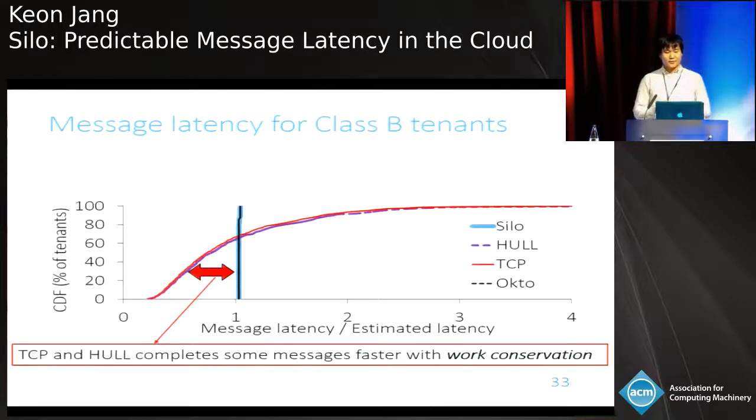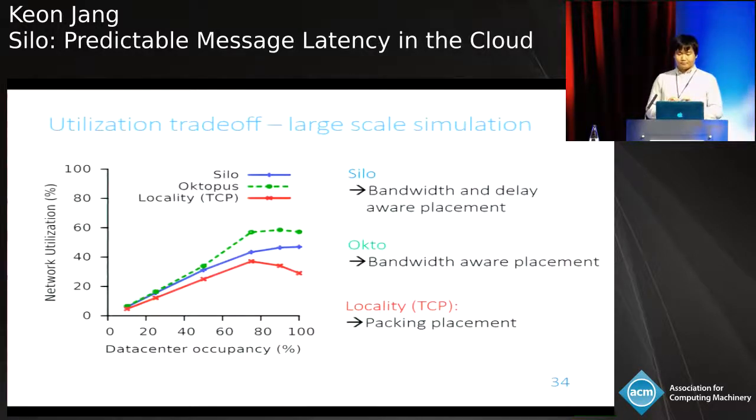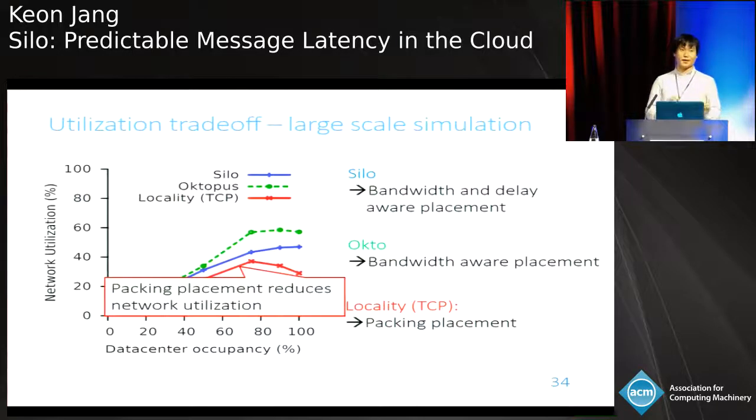So next, we look at how bad the network utilization is for Silo, given that it's not work conserving. I'm showing the network utilization for 3 different cases here. This result is based on a large-scale flow-level simulation instead of NS2, and we plot the overall network utilization across varying target occupancy of the data center. Interestingly, TCP uses the least amount of the network. This is because we used packing or locality-aware placement, which naturally reduces the traffic in the network because it puts as many VMs as possible on the same server.